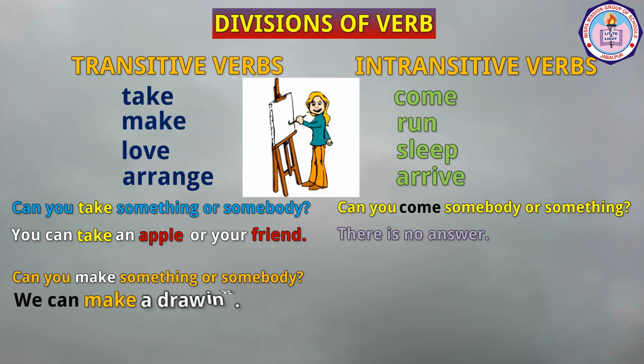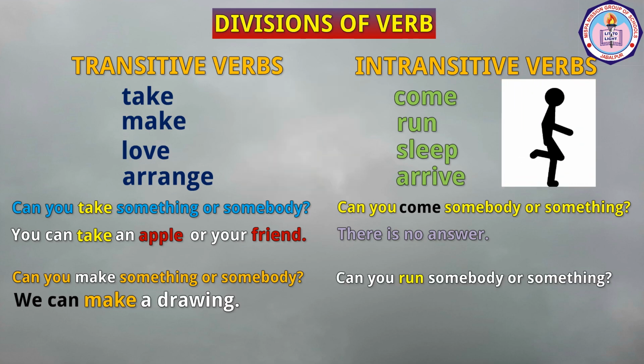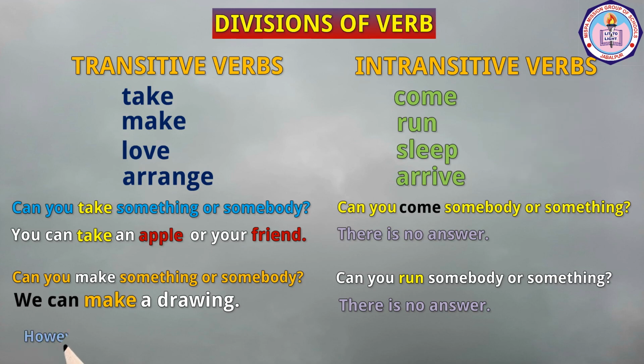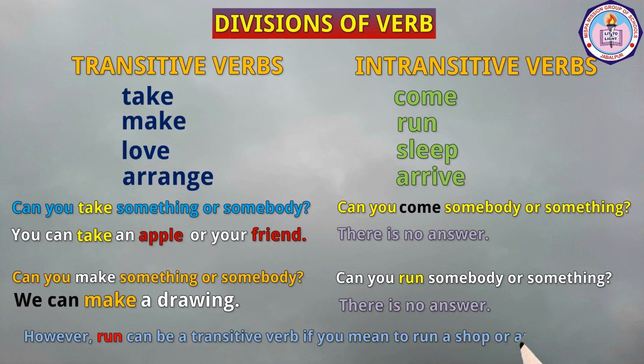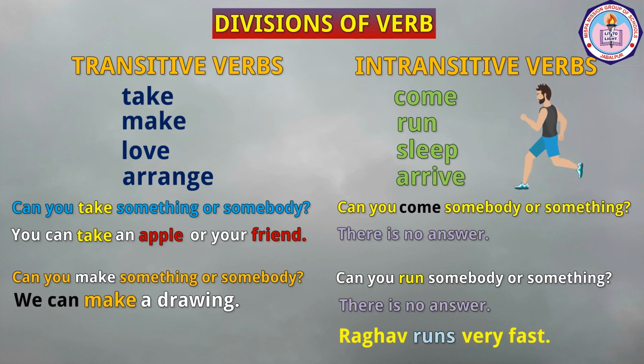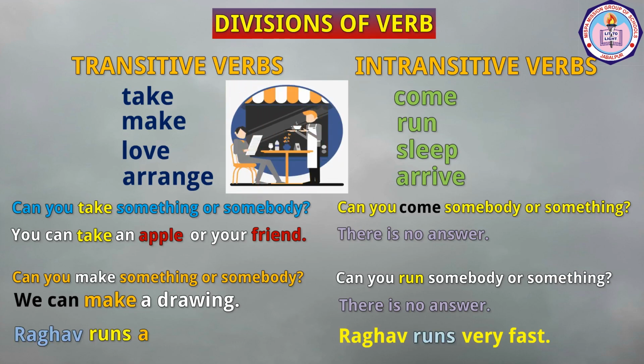Its object is drawing. Can you run somebody or something? No, there is no answer to it. So, run is an intransitive verb if it means running with legs. However, run can be a transitive verb if you mean to run a shop or an institution. Let us distinguish them with two examples. Raghav runs very fast. Here it is the action of running, so run is an intransitive verb. Raghav runs a business. Here it is an action of functioning, so run is a transitive verb.